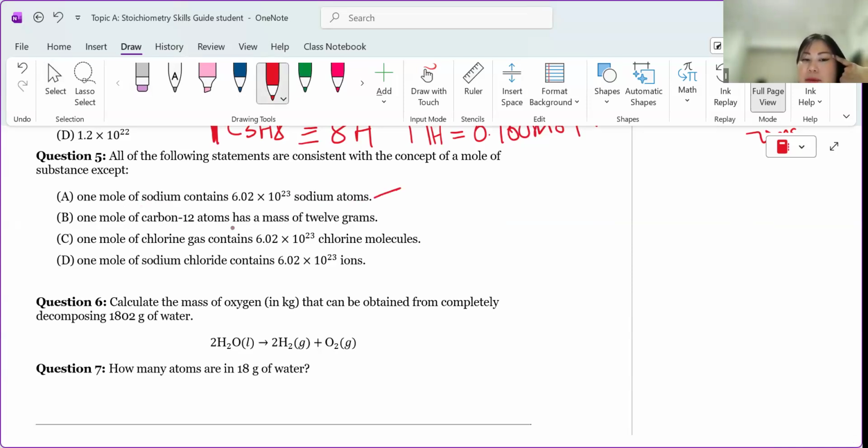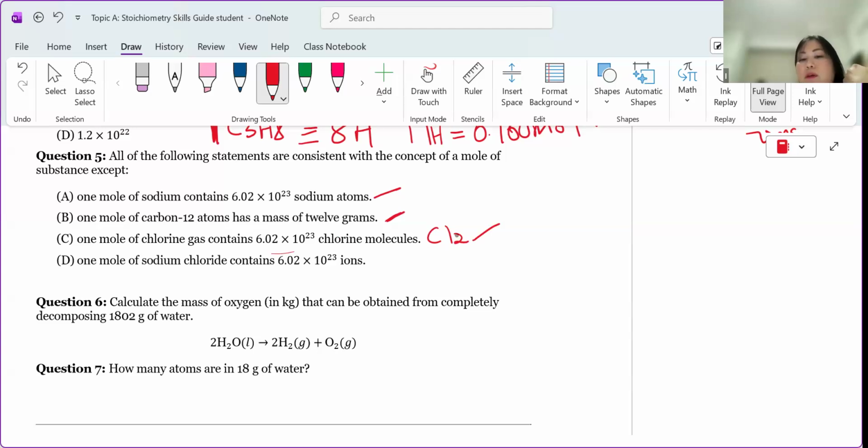1 mole of carbon-12 has a mass of 12 grams. So 1 mole will have a mass of the MR, which is 12 for carbon, if you check the periodic table. 1 mole of chlorine contains this number of molecules. So molecules referring to Cl2. Yes, 1 mole always contains this number of particles. But if it's asking how many chlorine atoms, then you need to times 2. So this is correct. 1 mole of sodium chloride consists of this number of ions.